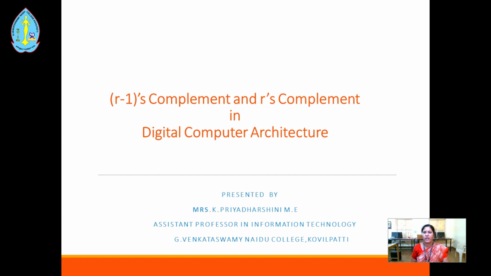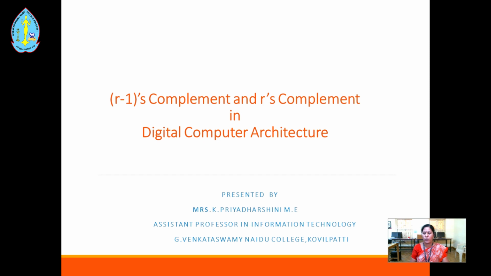Then the base of the octal number system is 8. Here we are using the numbers from 0 through 7. So there are 8 digits in that number system. Therefore, the octal number system base is 8. And for the hexadecimal number system, the base is 16. In the hexadecimal number system, we are using the digits 0 through 9 and the alphabets A to F. So totally 16 digits are used. Therefore, the base of that number system is 16.